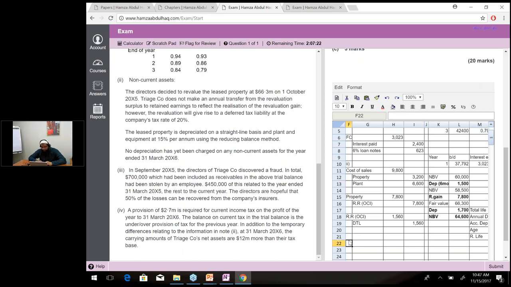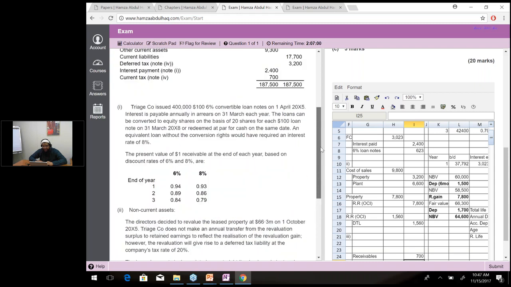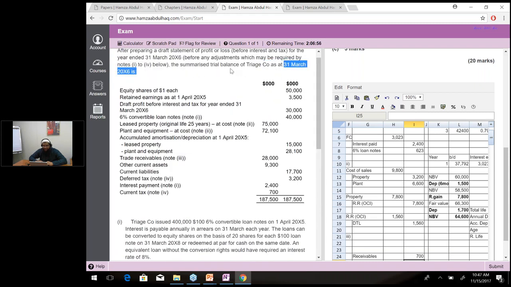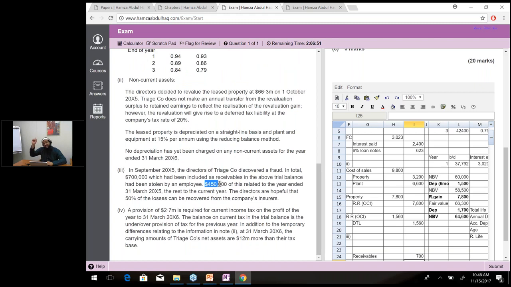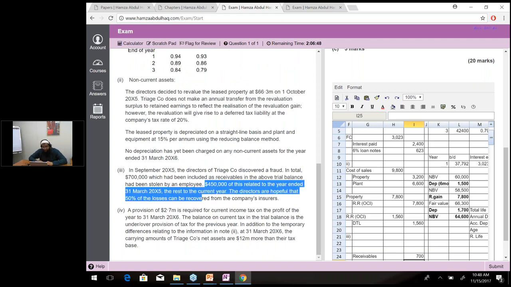So what we need to do is credit the receivables. I'm writing down adjustment number 3, receivables credit by 700. These have been stolen. $450,000 of this related to the year ended 31st March 20x5. Our year end is 31st March 20x6. So out of this amount, 450 were stolen in the previous year, and the rest have been stolen in the current year.